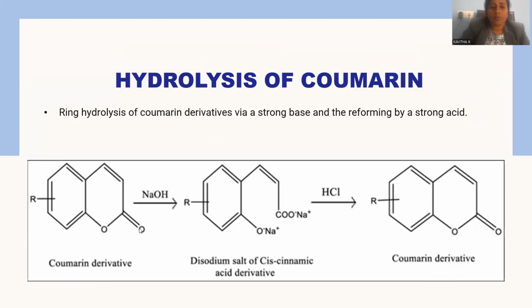Hydrolysis is also possible. Just now we went through this one. Whenever sodium hydroxide is added, it is able to cleave this ester linkage, giving rise to ONa and COONa. Upon reaction with concentrated hydrochloric acid, restoring the coumarin nucleus is again possible. This is the reason why ring opening and closure are possible by reacting with base and acid respectively.